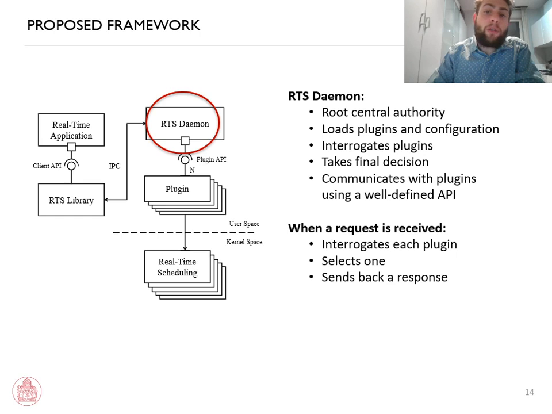Okay, the essential component of the architecture is the central decision authority, that is the daemon. This component connects and coordinates all the interaction among applications and plugins. And in practice, when a task arrives, the daemon interrogates one by one each plugin and then selects the plugin which fits better the requirements of your application. And then, of course, it sends back the response.